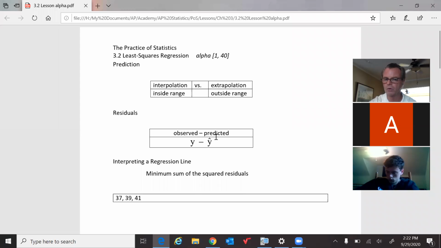Now, this is new for you. Y hat. If there's a hat over the Y, that's the value you get by doing linear regression. So you've got to look for that. That symbol is important. And then the line of best fit will minimize the sum of the squared residuals.